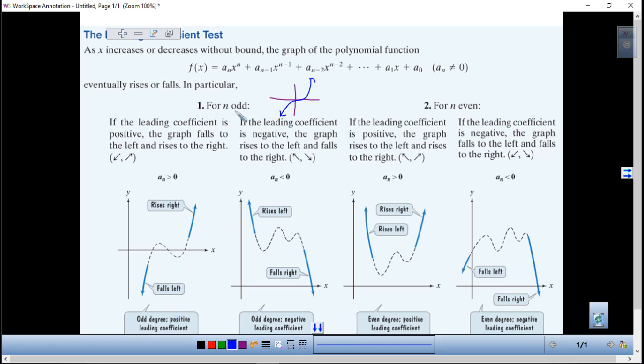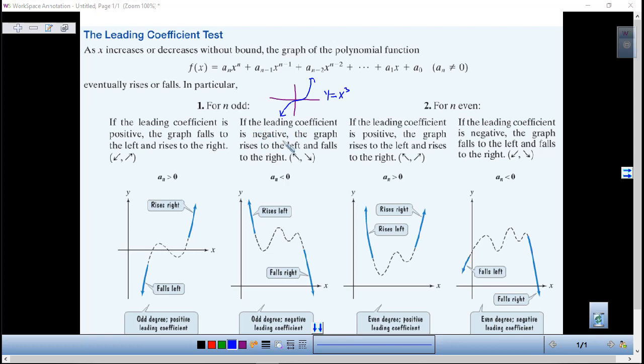All right, so if you have n being odd, you want to think of y equals x cubed, and if you've got just x cubed, the leading coefficient is positive. And x cubed looks like this. So off to the left, we're going down to negative infinity, and off to the right, we're going up to positive infinity. And that's all you're looking for with the leading coefficient test. That's all it tells you, is that as you go off to the left, it's going to fall to negative infinity. As you go off to the right, it's going to grow to positive infinity.